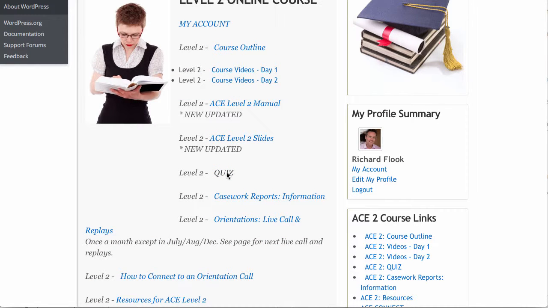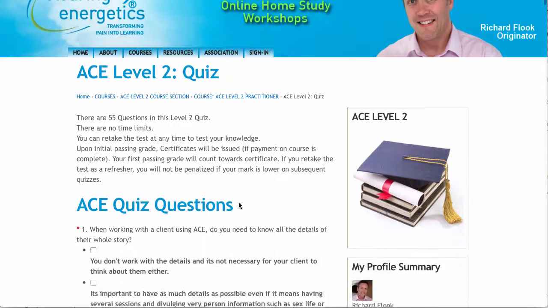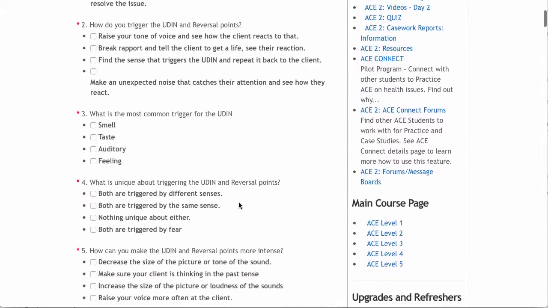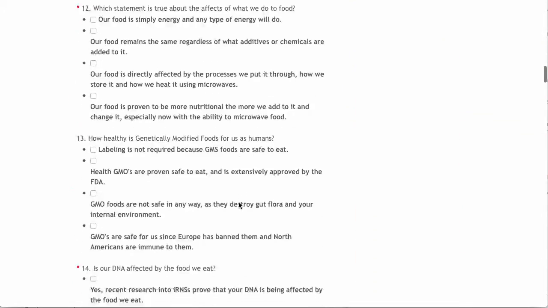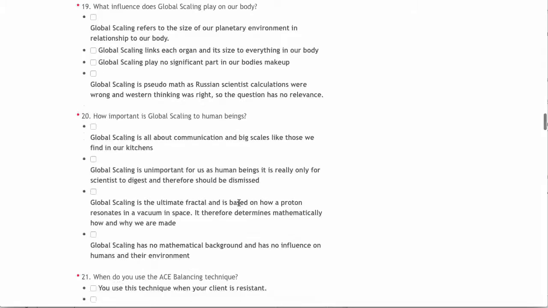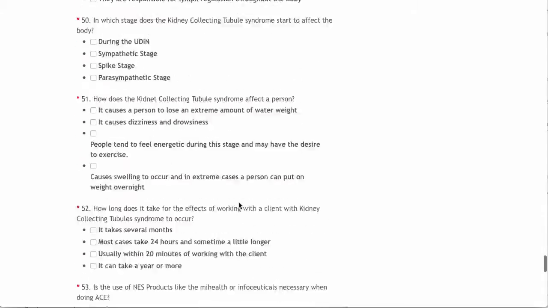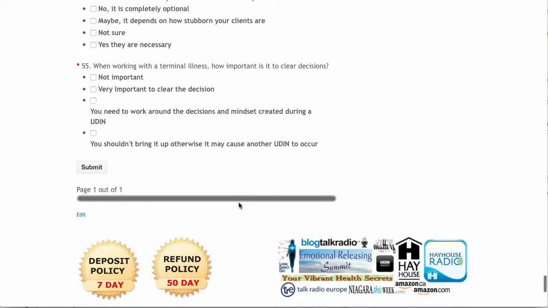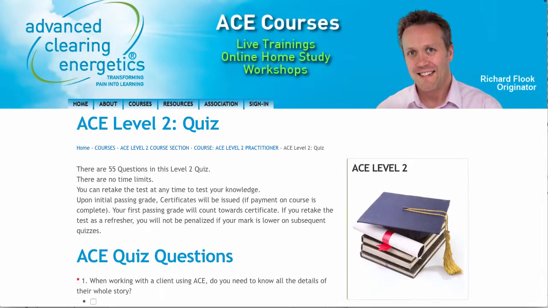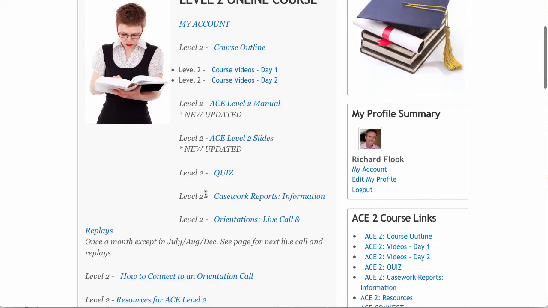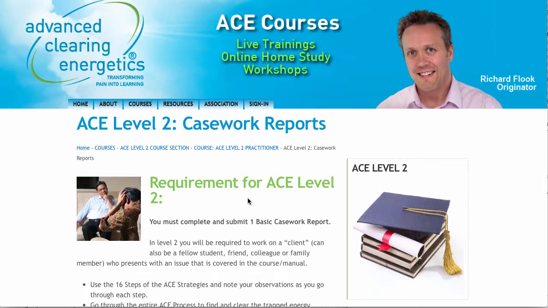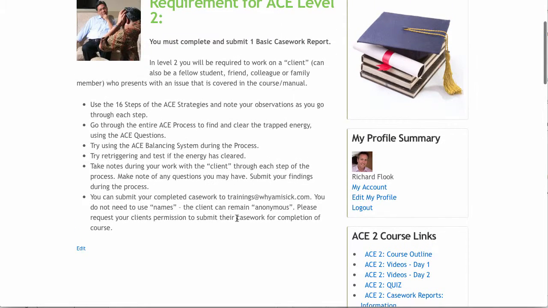And then there's a quiz as well, and you've got to answer all these questions, and basically make sure that you've actually done all the work. So there's the quiz, and then you get a certificate at the end of it. After you've done that, it tells me that you've actually done it, and there's a bar that goes all the way through. There are quite a few questions to answer. And then you have to do some casework and reports and stuff like that, and it explains how to do that.